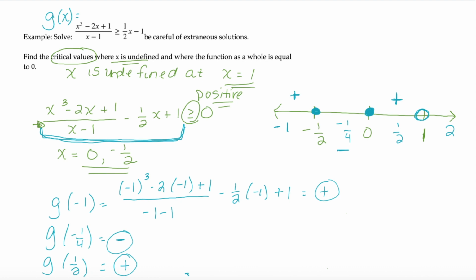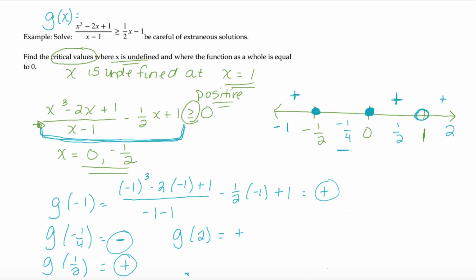And then what happens when we are going from 1 excluded to infinity? I'm going to use my test value as g of 2. When I substitute g of 2 in, I end up with a positive value. Doesn't matter what that number is. We're just looking for positive and negativity.